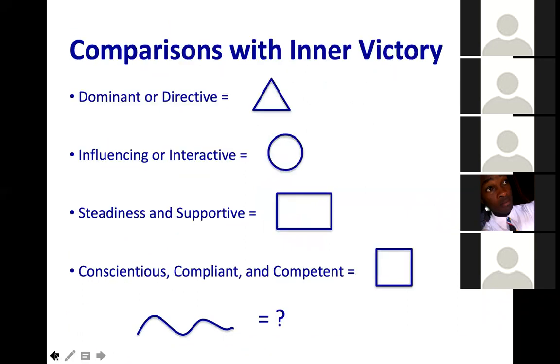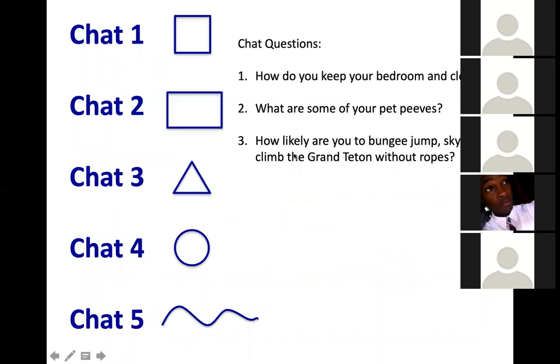Oh, here we go. In Inner Victory, at the end of the chapter you're reading this week, there are 4 personality types. The triangle is most aligned with dominant, directive. The circle is most aligned with influencing or interactive. The rectangle is steadiness and supportive. And the square is conscientious, compliant, and competent. There's not a correlation with the squiggly line. So I would love to have you guys comment on this or not.